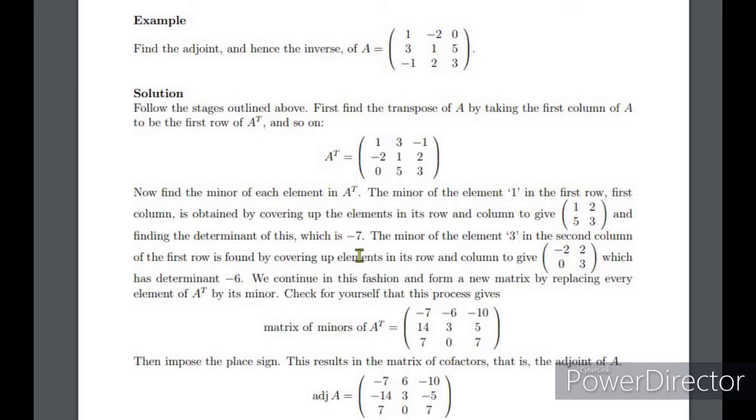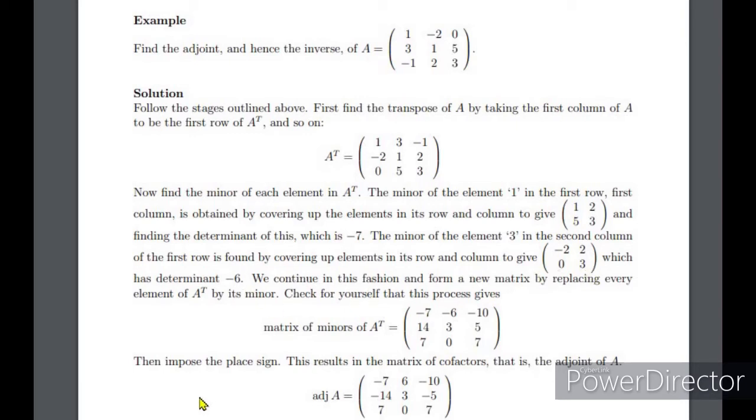So the minor of the element 3, okay, that is the second element in the first row of the transpose, is found by covering up elements in its row and column. So we cover the second column because the element 3 belongs to that, and we cover the first row because the element 3 belongs to that. Okay, so the remaining elements are -2, 2, 0, and 3. So we get a determinant of -6 from that, right?